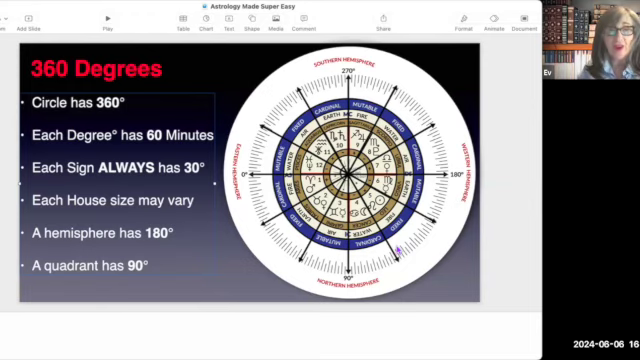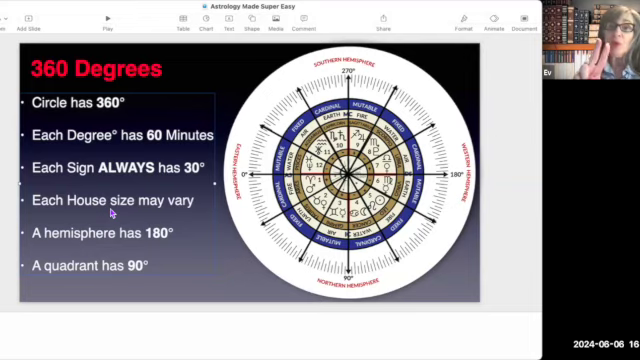When you learn the chart, that's how you do it. You start here at 0 and you work your way around counterclockwise. Now, in the zodiac natural wheel, the houses are equal, but in your own chart, because there are many different house systems, we're not going to talk about that, but there are. We're going to understand that the houses can vary.